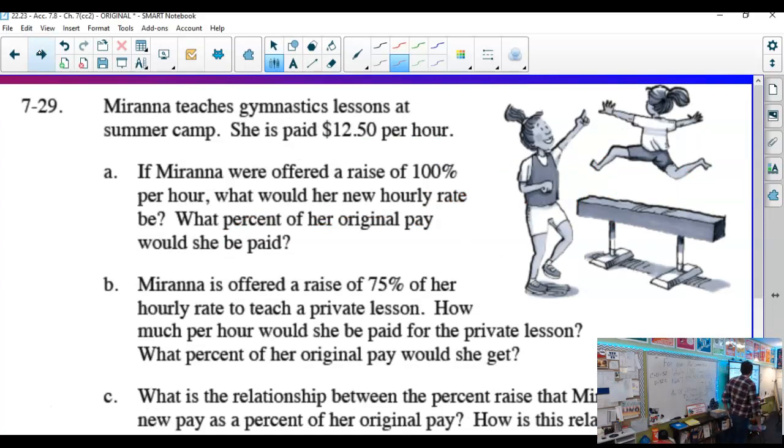Marina teaches gymnastics and she is paid $12.50 an hour, but she's up 100%. Talk with your partner about what this means. All three different parts, right? We got A, B, C here. Hold on a second. All right, so what we're trying to do here, that is 100% correct.